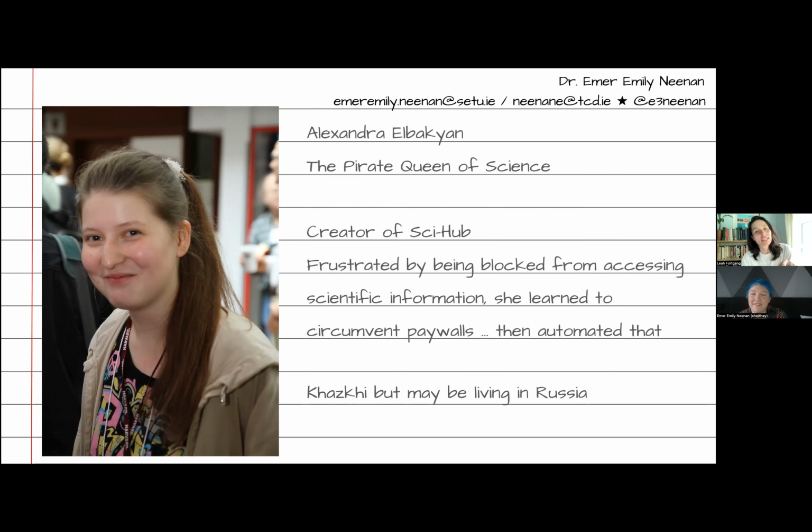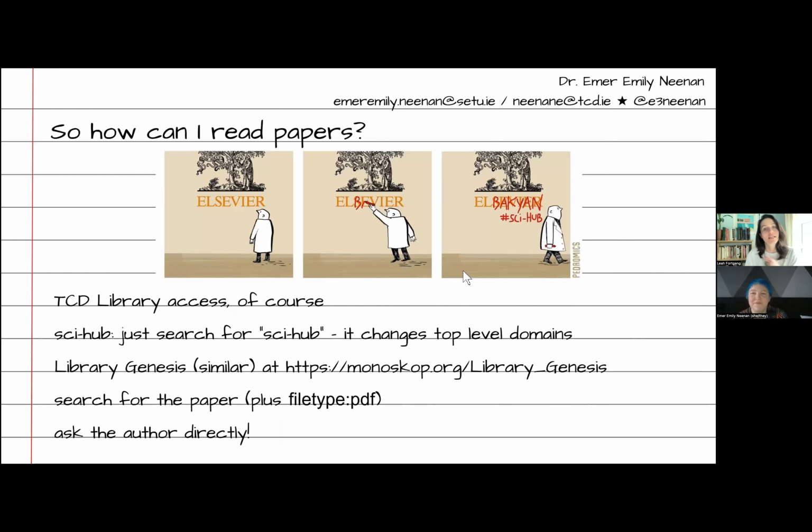You can also access a lot of what you can get through Sci-Hub through LibGen. Oh, cool. That's just libgen.org, another place. That's great. Yeah. I still have this to say, TCD library. That's your own library, whoever you are. Sci-Hub changes top-level domains, so I tend to just Google Sci-Hub, and then I use it so much. I use Sci-Hub more than my institutional library half the time, because it's really hard to log into my institutional library sometimes. Sometimes if you just put in a paper, it comes up.